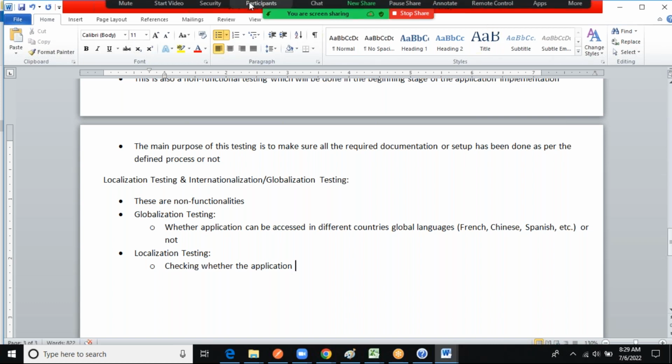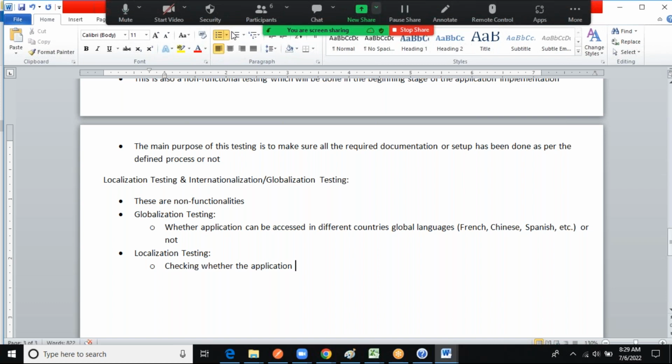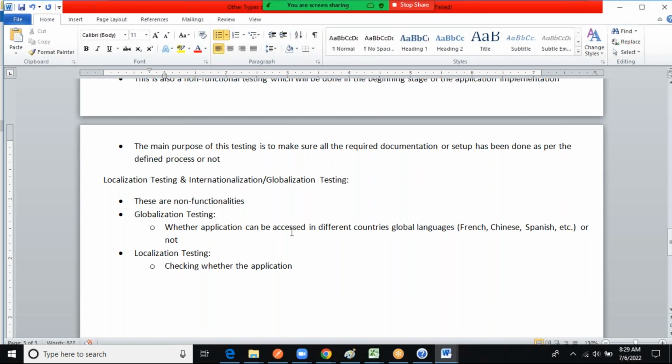No, it's not about measurements, guys. Saurabh is talking about kgs or grams, or rupees in our country and dollars in another country. It's not about measurements like centimeters or meters. It's about language only. If those things need to be changed in a different country, that will be done as part of globalization, not as part of localization.